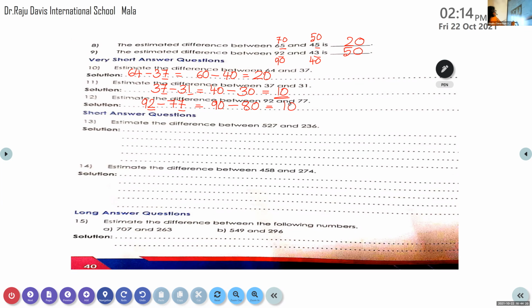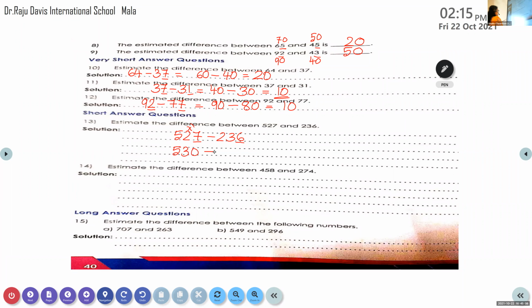Now 13th one. Ujjwal. Yes, ma'am. 13th question. Estimate the difference between 527 minus 236. Estimate the numbers and then find the difference. Underline the 7. 7 is greater than 5, so add the 1 in the tens place. So the number will become 530.